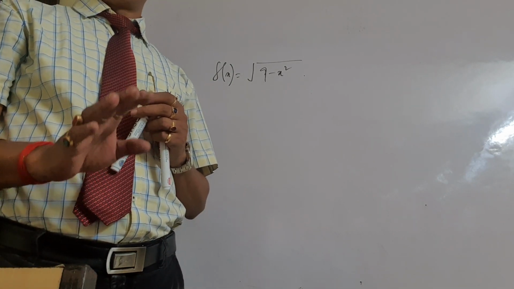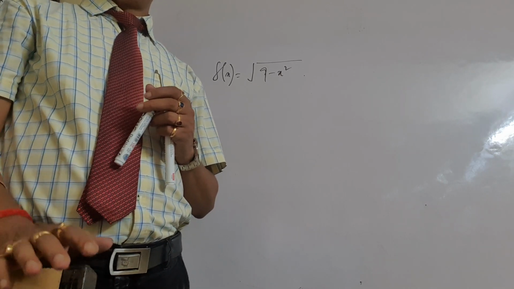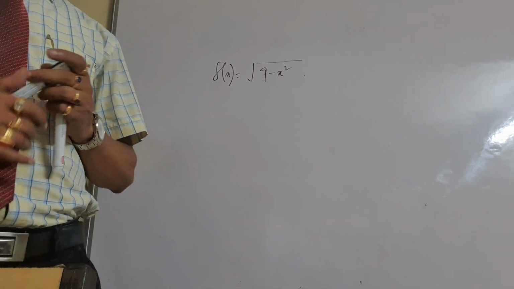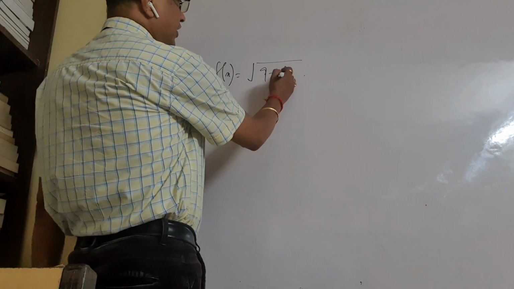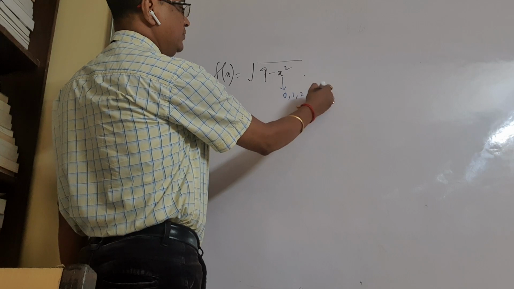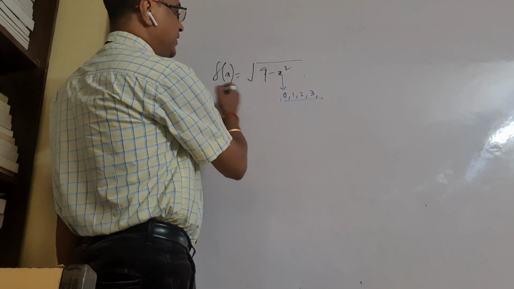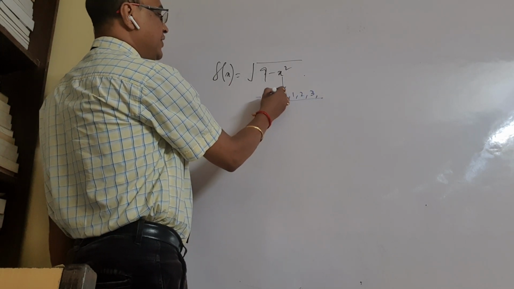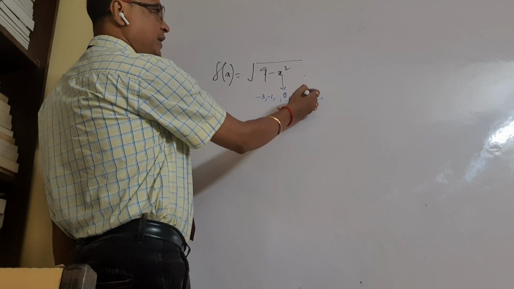This is what I am telling from my simple observation. We can take the values here: 0, 1, 2, till 3. If you come to the negative side, then till minus 3 we can take. Even 1.2, 2.1, all those values.